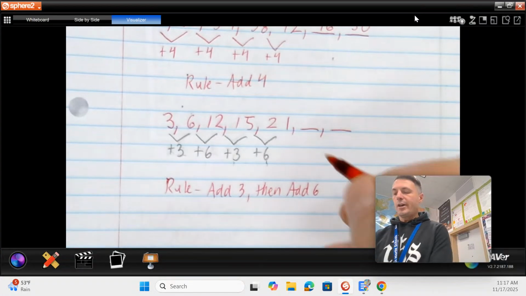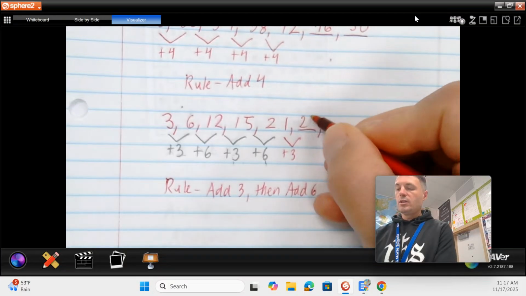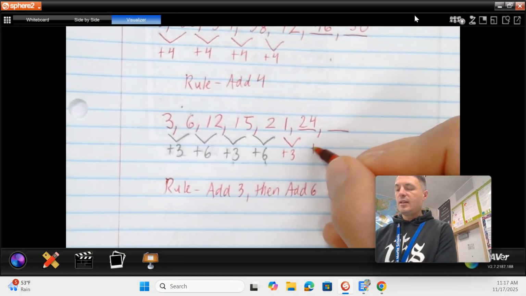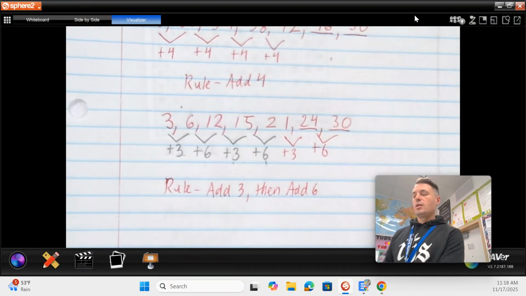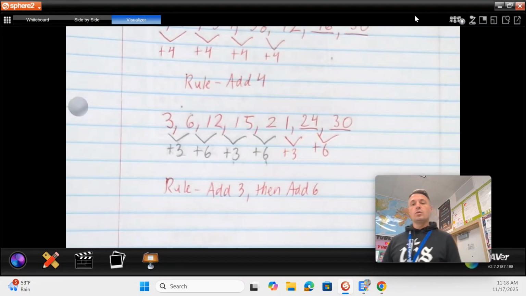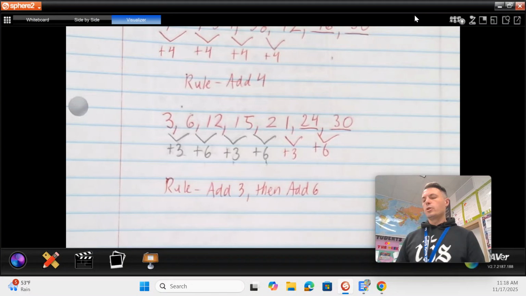So we can follow that rule here. Plus 3, 21 plus 3 is 24, and then add 6. 24 plus 6 is 30. So we found the rule, and we used that rule to extend the pattern out to more terms.